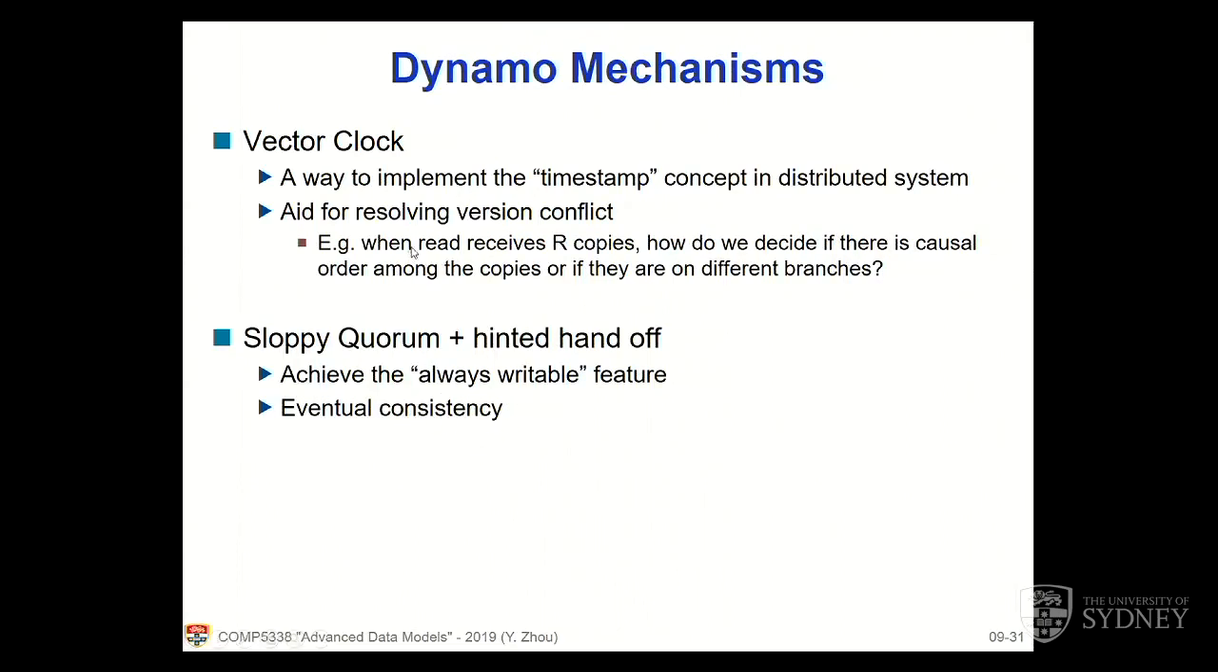Yeah, it's basically like when the read receives R copies, how do we decide this one's the latest? Is there a causal order among all the copies? And if there is, what is the latest? And if there is not, what do we do? So vector clock is used to help solve that. It's like a timestamp, but not a single value.